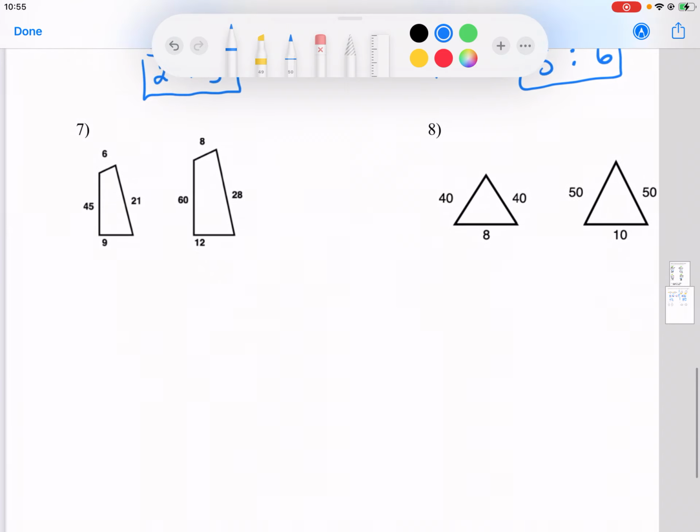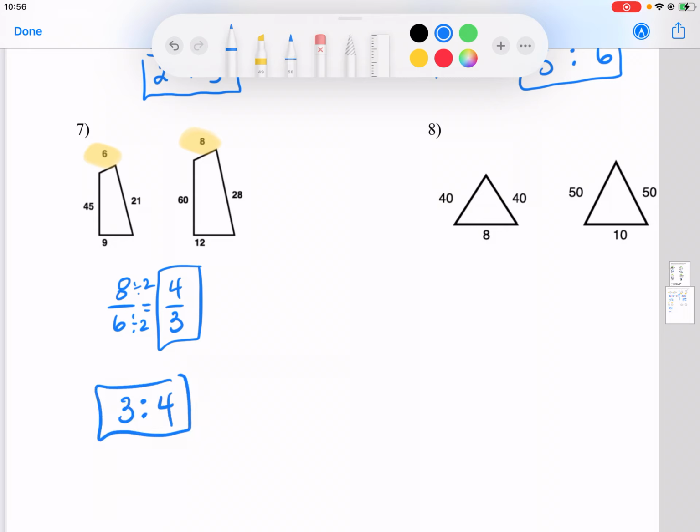Same idea with number 7. Pick whichever sides you like. Sometimes it's nice to pick smaller numbers. So these two are smaller and they relate to each other. It's the smallest side. So I'll do my 8 over 6. Those are both divisible by 2, so we have 4/3 if I divide them both by 2. And 4/3 does not go down anymore. So if I do my ratio, it would be 3 to 4.